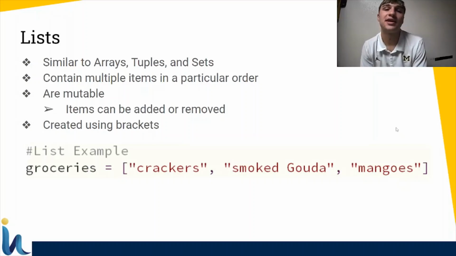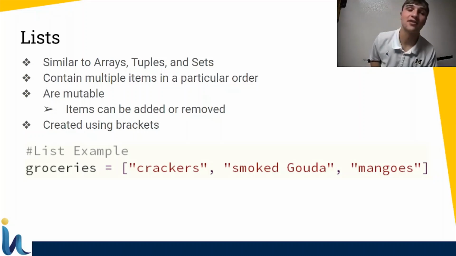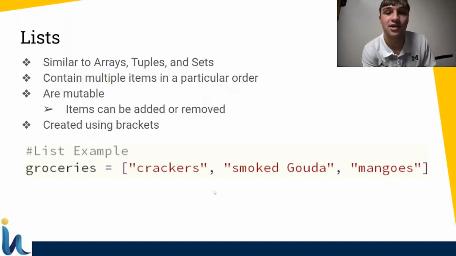Lists are similar to arrays, tuples, and sets. They contain multiple items in a particular order and are mutable. So you can add items to the end of the list, you can add items in the middle, you can remove items, and you can change the items inside. Lists are created using brackets on the outside right here, as you can tell. And so the three elements in this list are crackers, smoked Gouda, and mangoes.